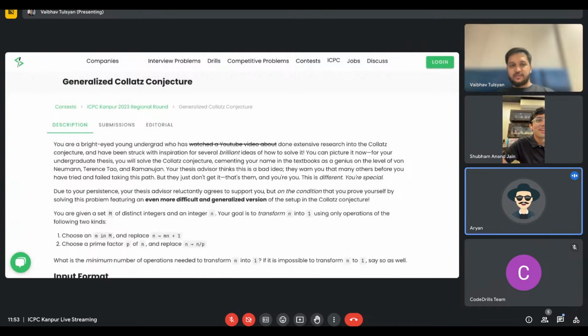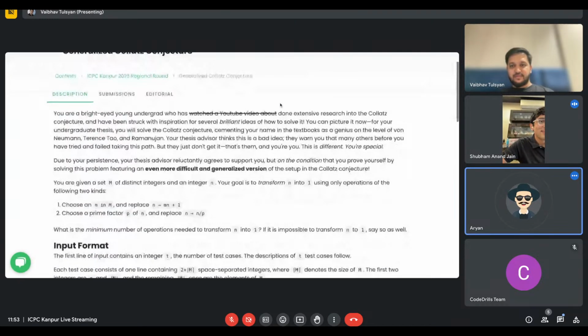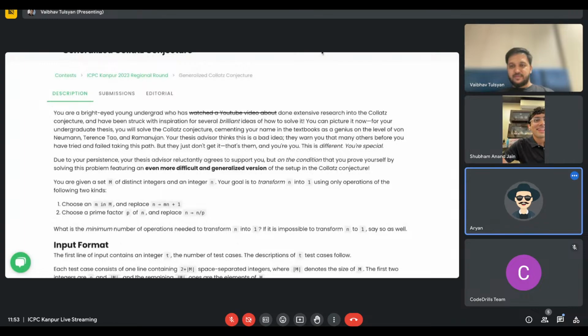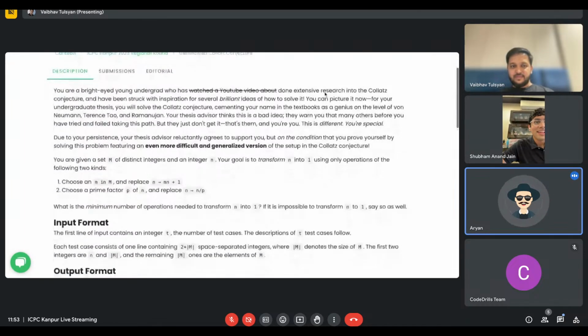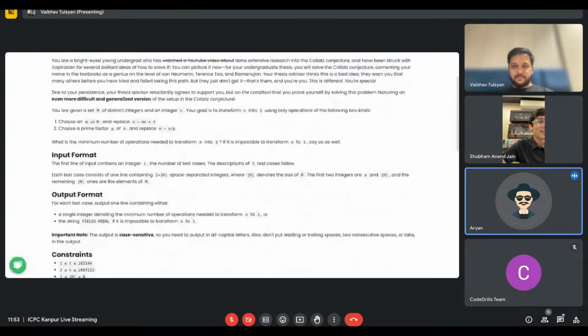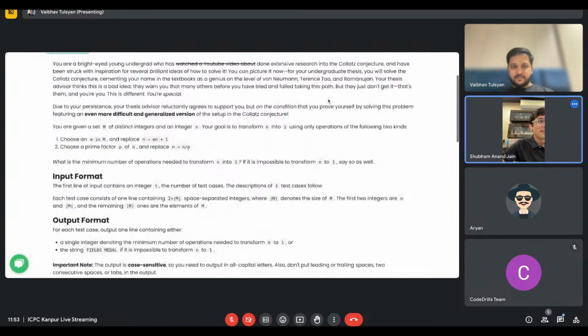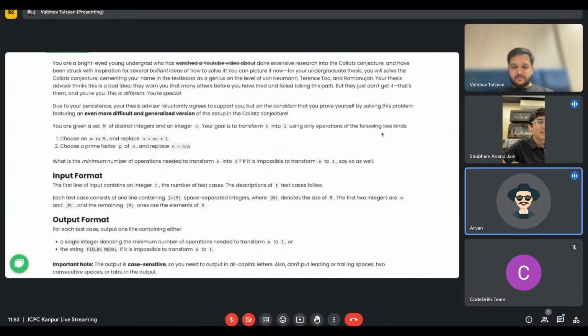The problem statement is really nice, one of my favorite problem statements. Give me a minute, let me open it once. Generalized Collatz conjecture. You are a bright-eyed young undergraduate who has done extensive research into the Collatz conjecture and has been struck with the inspiration for several brilliant ideas of how to solve it.